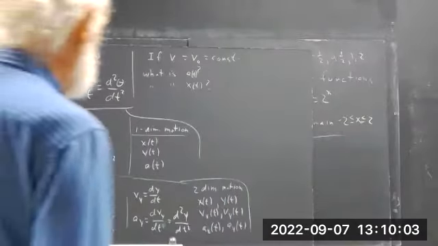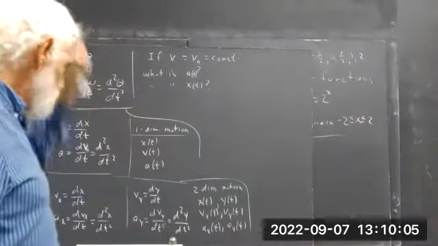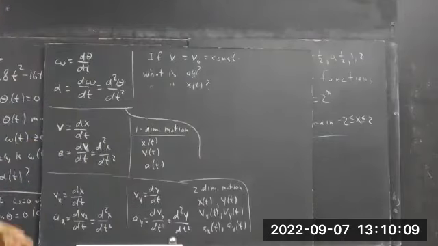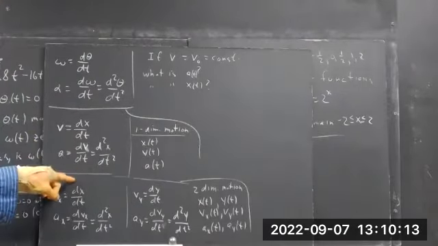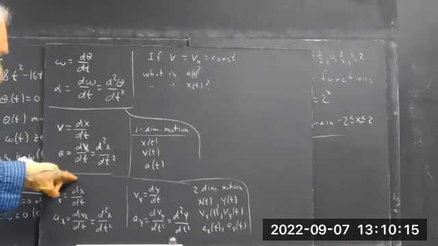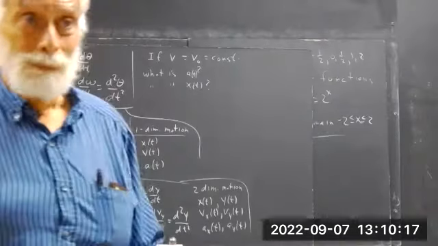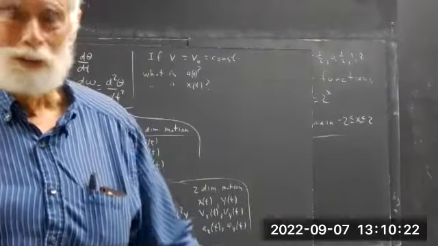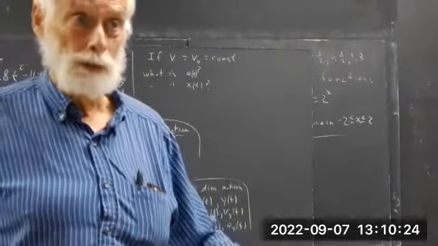Okay, somebody said, well, V is constant, is acceleration zero? I said, well, does that follow from these? Well, it's pretty obvious that it does. Acceleration is dv/dt, and if V is constant, the derivative of a constant is zero. V isn't changing, so its rate of change is zero, and the derivative is the rate of change.